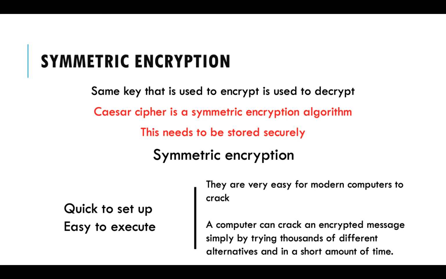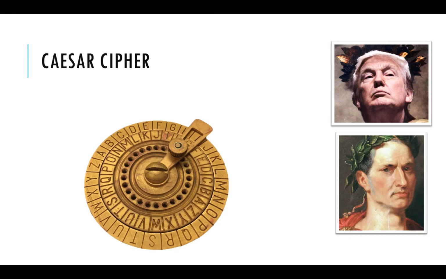And the good thing about symmetric encryption is that it's very simple and it's very quick and easy to set up. But the downside to that is that they're very easy for modern computers to crack. And a computer can crack an encrypted message simply by trying thousands of different alternatives in a short amount of time, and we call that a brute force attack. Now let's look a little bit closer at the Caesar cipher itself.